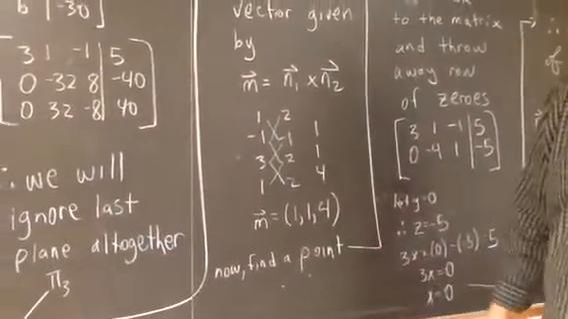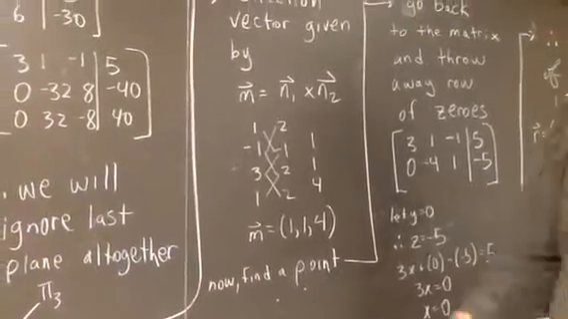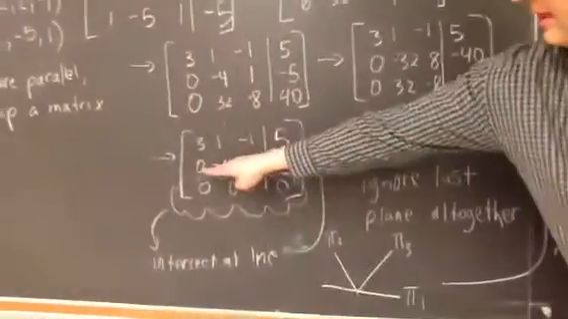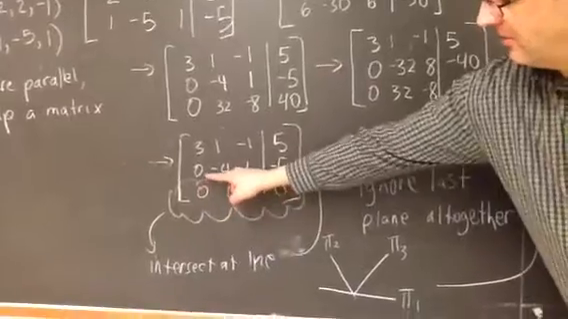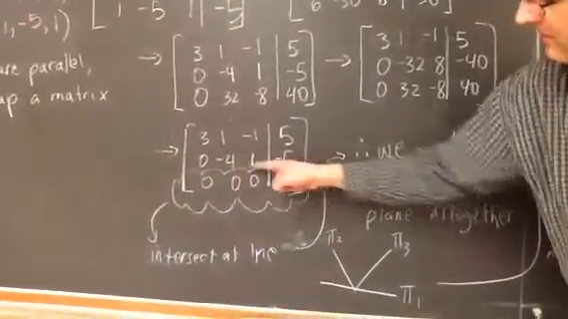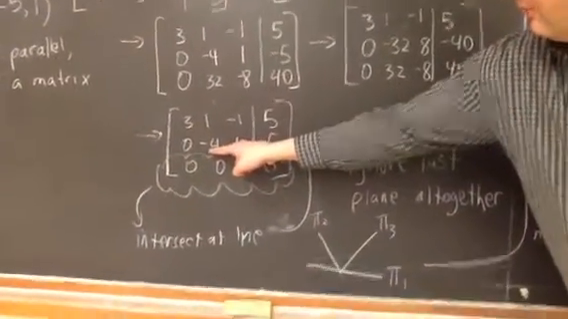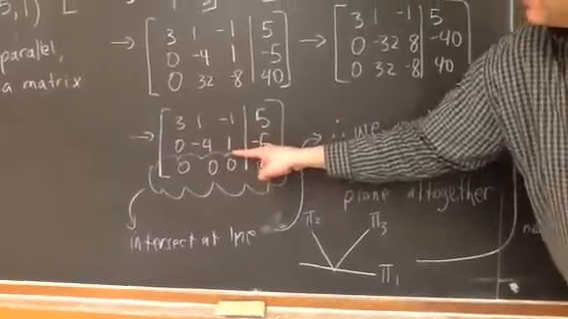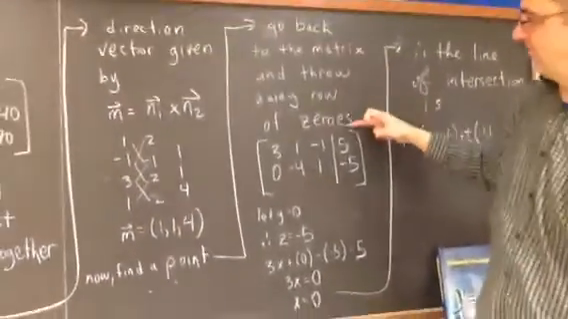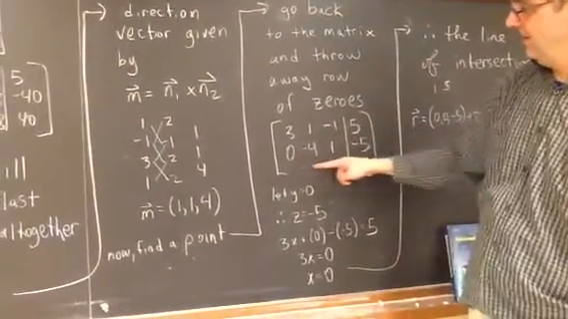Now we need to find a point. And luckily for us, we did all the hard work. We got the 0. Again, ignore that last row. We got the 0 where we want it, so we just focus on that last row. We're going to let y be 0, and we're going to solve for z. Okay? So going back to the matrix and throwing away the last row of zeros, this is what we have.